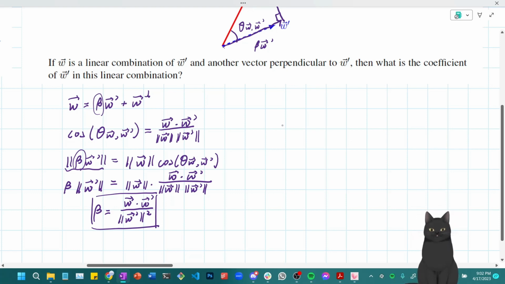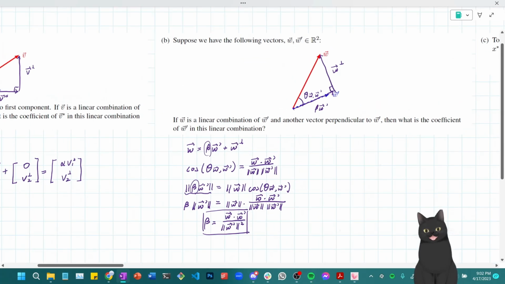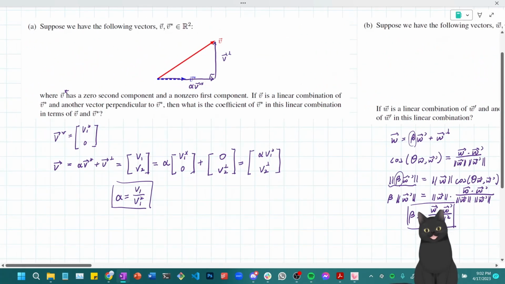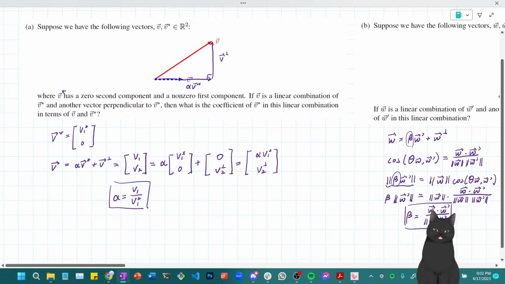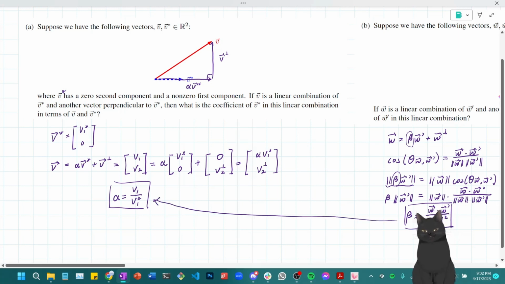Alright, so now we have completed both questions. Well, what is the significance of completing these questions? First of all, let's try to see if the general case we derived in part B applies to part A. So in part A, we are trying to say that alpha is equal to V1 star. What if I substitute the formula from part B into part A? In this case, I'll see that alpha is equal to V dot V star over V star length squared.